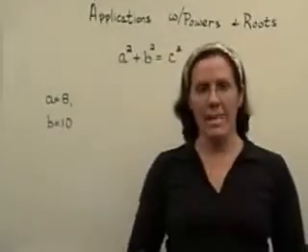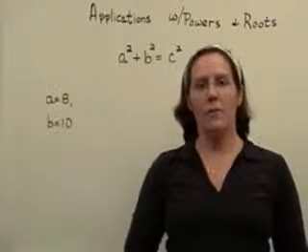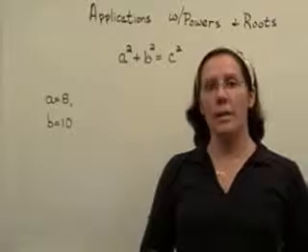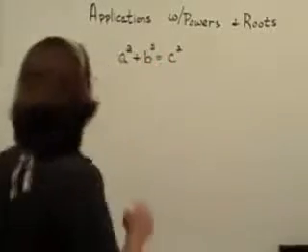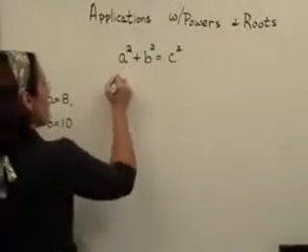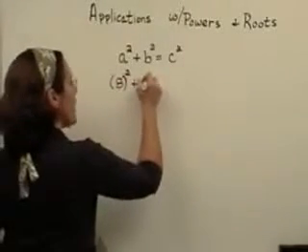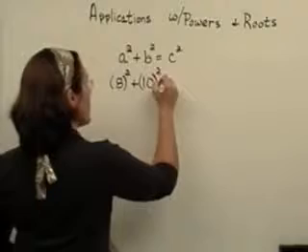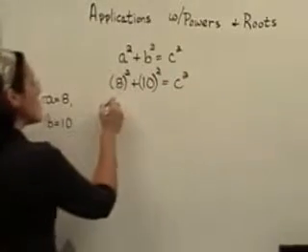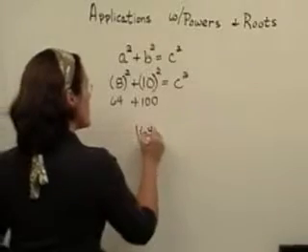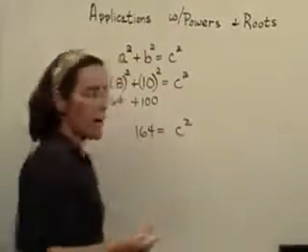Given 2 legs, A and B, I want to solve for C. Very simple problem involving radicals. I'm going to substitute these 2 values in for A and B into the Pythagorean theorem. So I have a value for A of 8 that I'm going to square. That'll be 64. A value of 10 for B that I'm going to square. That'll be 100. So this 64 plus this 100 adds to be 164, and it equals C squared.